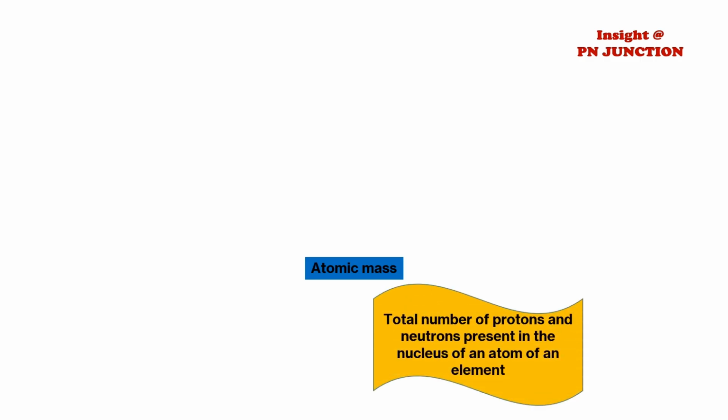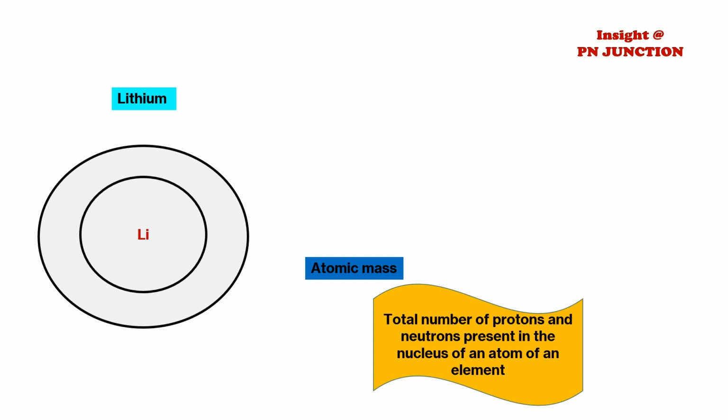So what is atomic mass? The total number of neutrons and protons present in the nucleus of an atom of an element forms its atomic mass. Let's say there is a lithium atom. It has 3 neutrons and 3 protons in its nucleus. Hence, its atomic mass becomes 6.